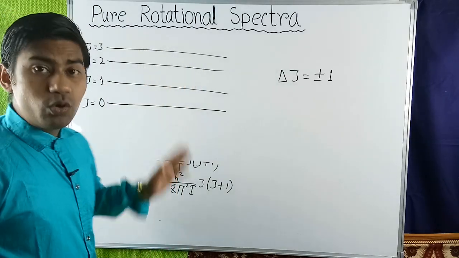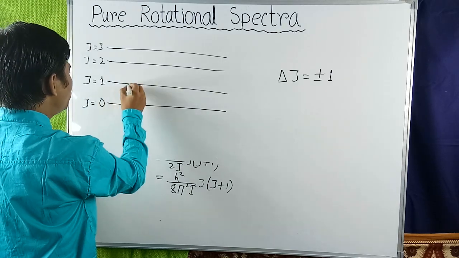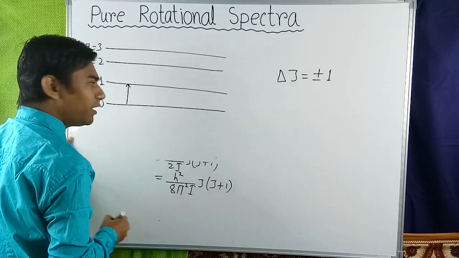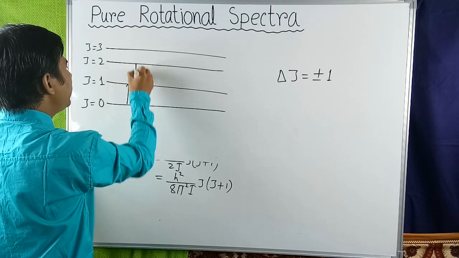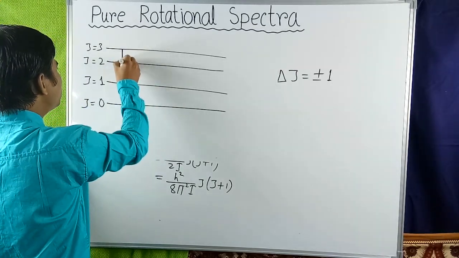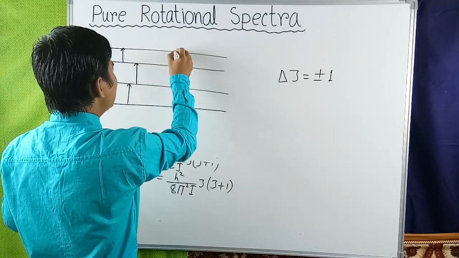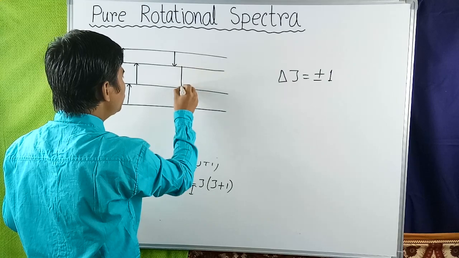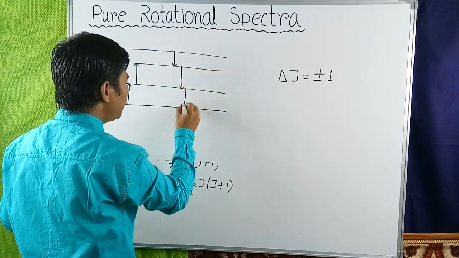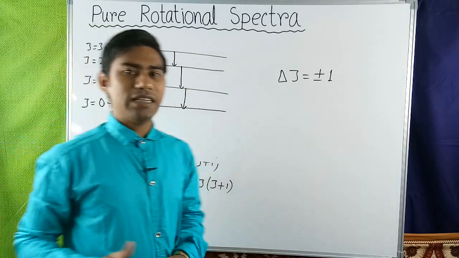Now here the allowed transitions are: transition occurs from J equals 0 level to J equals 1 level, J equals 1 level to J equals 2 level, and J equals 2 level to J equals 3 level. Also from this level to this level, this to this level, and this to this level, and so on. So these are the allowed transitions.